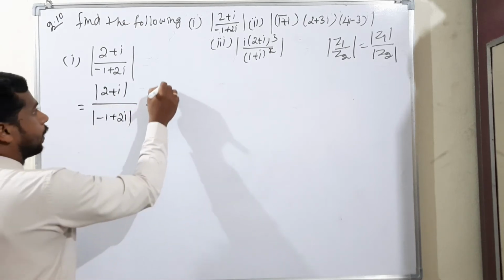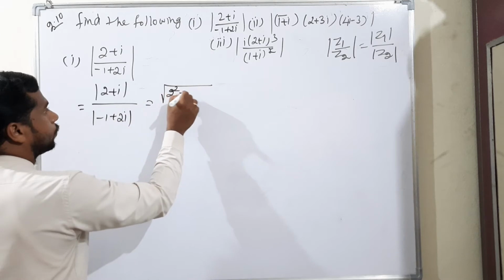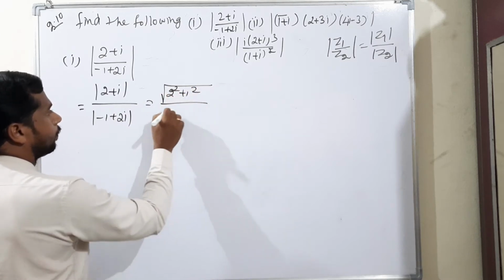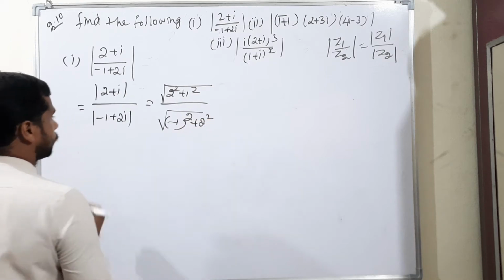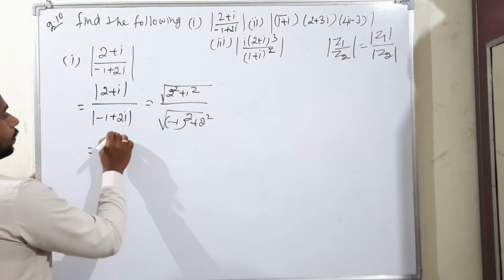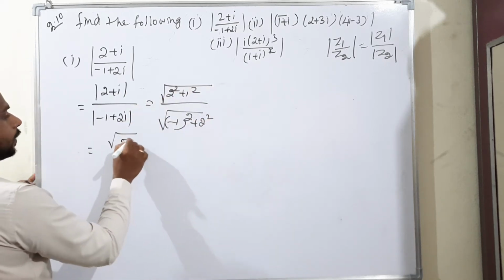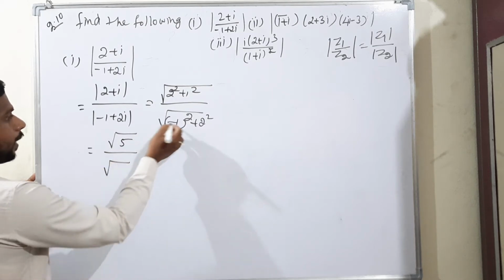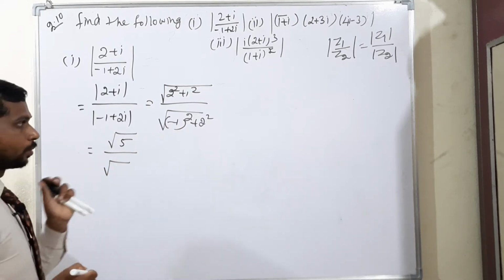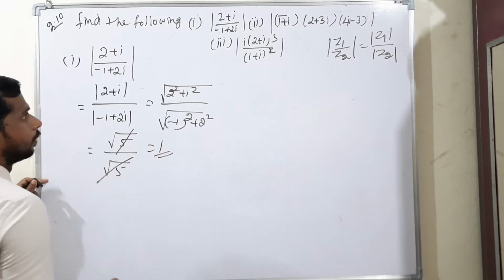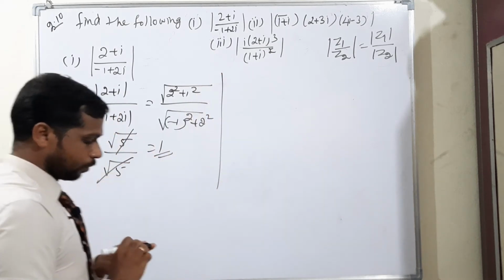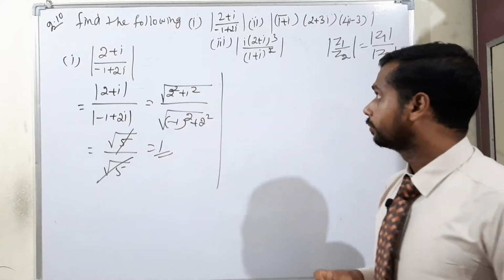So if you remove the modulus, it is square root of 2 square plus 1 square divided by square root of minus 1 the whole square plus 2 square. So 2 square means 4, 4 plus 1 is equal to 5, divided by minus 1 the whole square means positive 1, 2 square 4, so 5. So root 5 cancels, and the value will be 1.